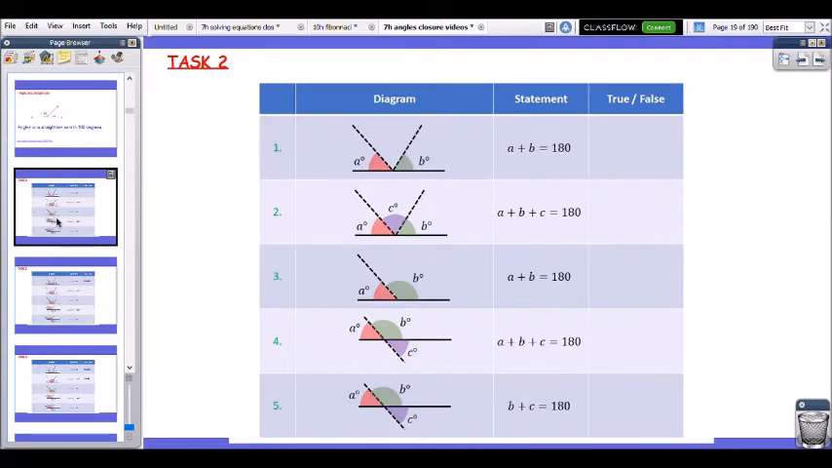Let's try task 2. In task 2, what I would like you to do is tell me, are these statements true or false? For that first question, it's saying that angle A and B add together to make 180 degrees. I'm asking myself, do these angles complete a half turn? They don't complete a half turn, do they? There's actually a gap there. So I'm going to say that first one is false. Question 2, do angles A, B and C add together to make 180 degrees? Well, they are angles on a straight line and they do complete that half turn, so this one is true. Okay, pause the video and have a go at task 2, please.